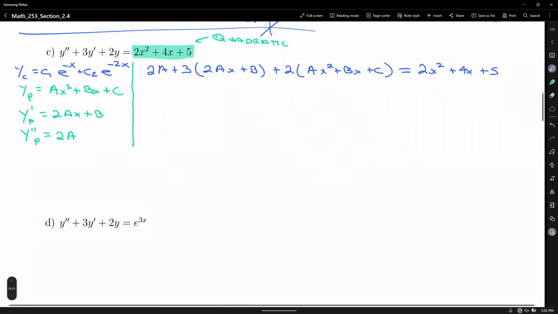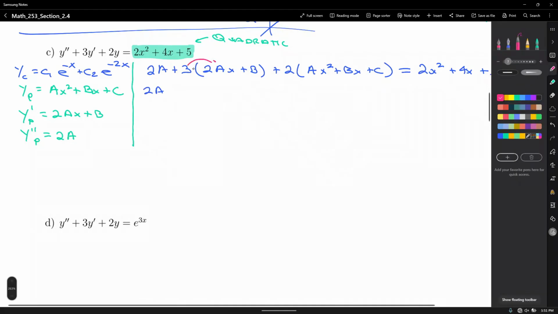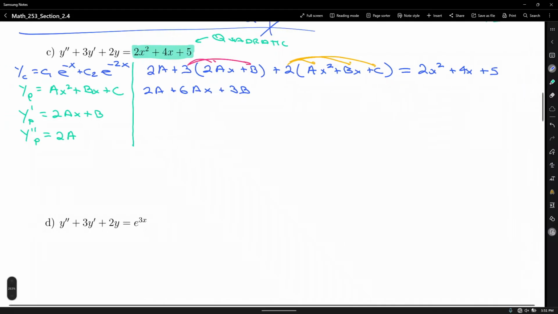Yeah, again, buckle up. All right? So, 2a is just 2a here. Let's distribute: 3 times 2a, 3 times b, that equals 6ax plus 3b. Another distribution, everything in the last group of parentheses just multiply by 2. That's 2ax squared plus 2bx plus 2c equals 2x squared plus 4x plus 5. Okay.